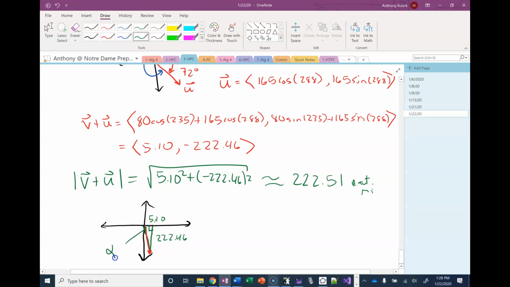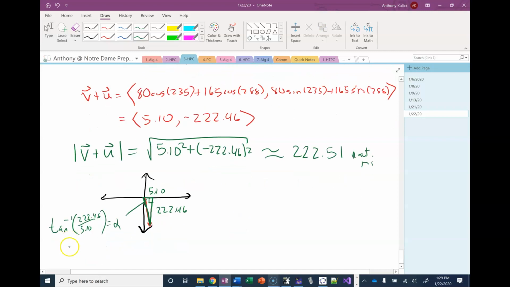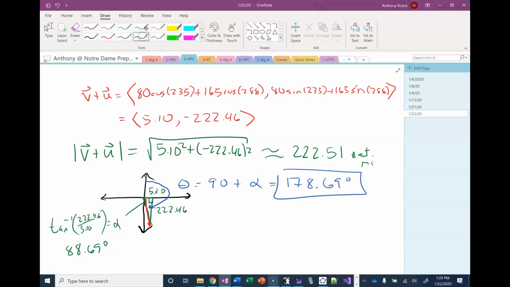So this angle here that I'm going to refer to as alpha is tan inverse of opposite over adjacent. And that comes out to be 88.69 degrees. The angle that I'm interested in is the bearing. So that's going to be 90 plus alpha. So that's 178.69 degrees. So there's my bearing, and there is my distance.